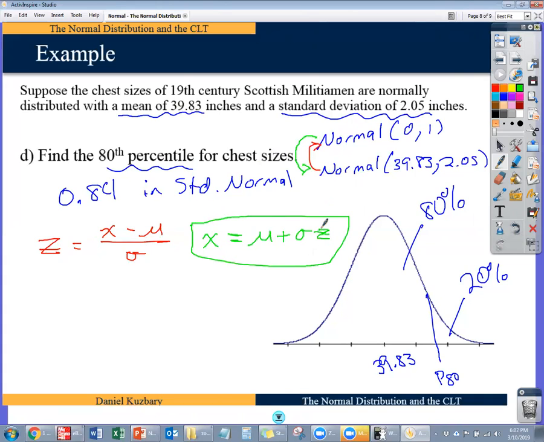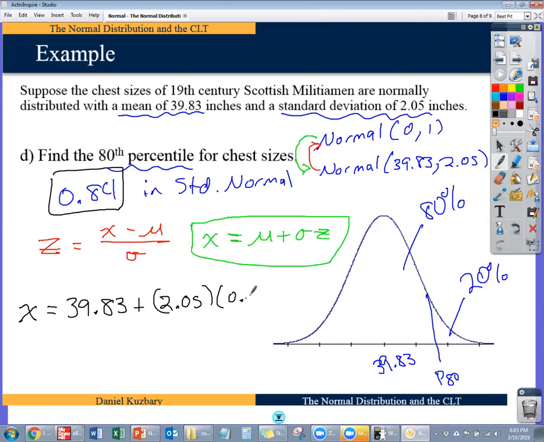I'll take the z-score, multiply it by the standard deviation, and add the mean to it to get what I want. So let me show you how this would work in this problem. If this is my percentile, I'm going to get my actual P80 by taking the mean and adding it to the standard deviation times the z-score, which is 0.84. I got this from finding the 80th percentile in the z-score table.